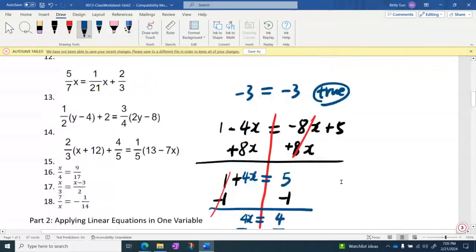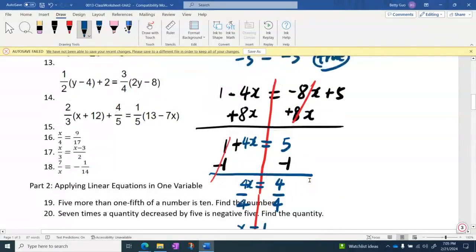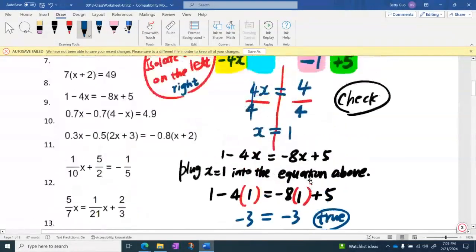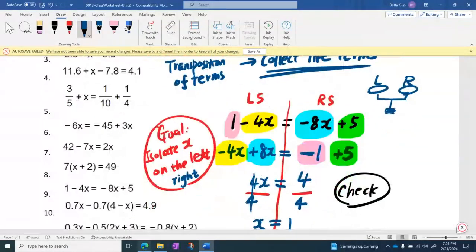You might like this method. I don't like this method because it's too slow, and you always have to draw a line. And what if your equation has a lot of terms, many terms? When you go to higher level mathematics, the advantage of this method will be more obvious.